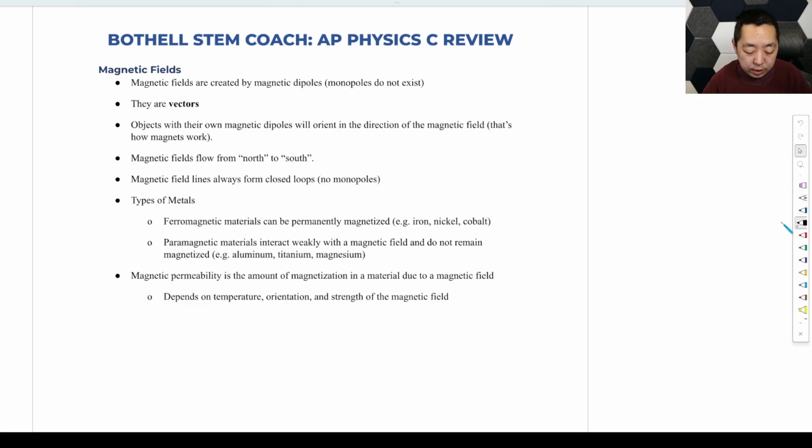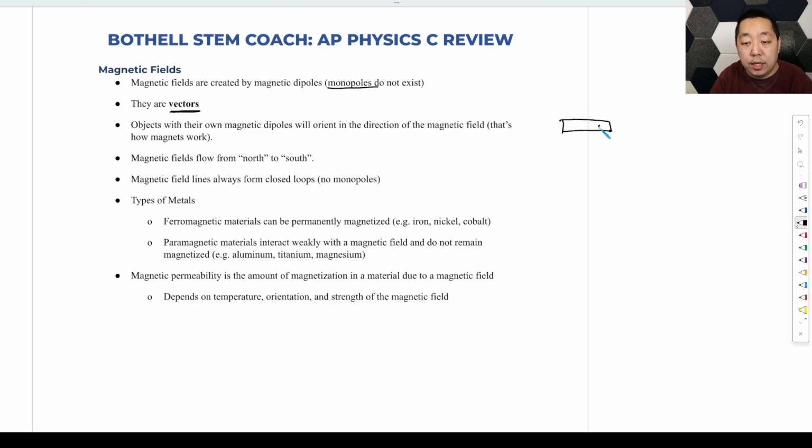All right, so let's begin our review of magnetism now. So, big thing, magnetic fields are created by magnetic dipoles, or at least like permanent magnets. That's what we start with. Monopoles do not exist, and magnetic fields are vectors, just like electric fields. Objects with their own magnetic dipoles will orient in the direction of the magnetic field. That's generally how magnets work.